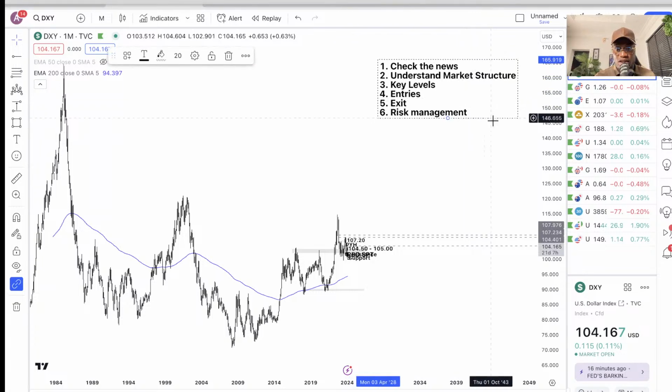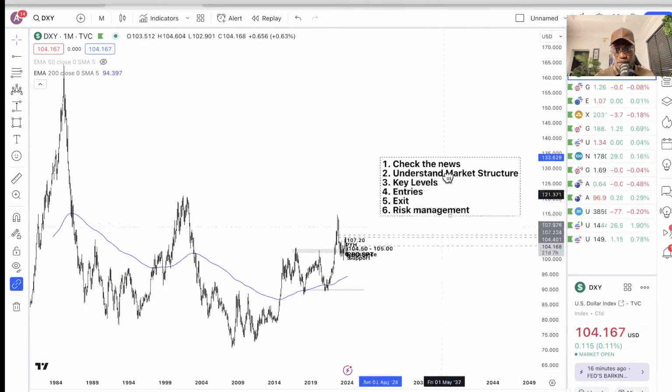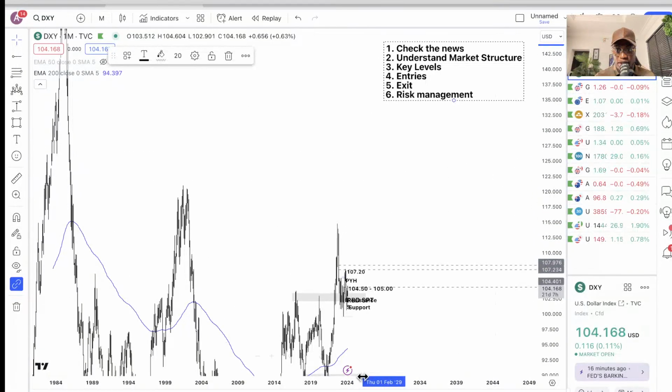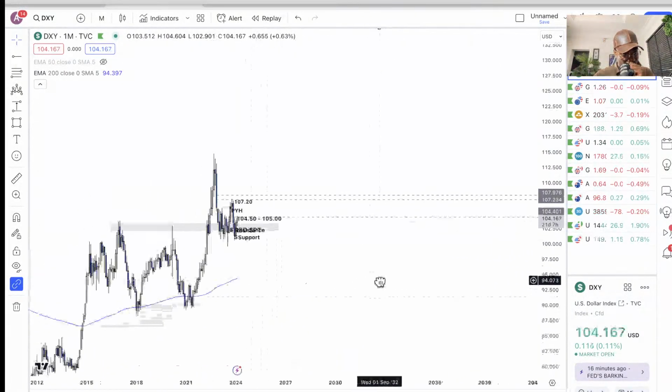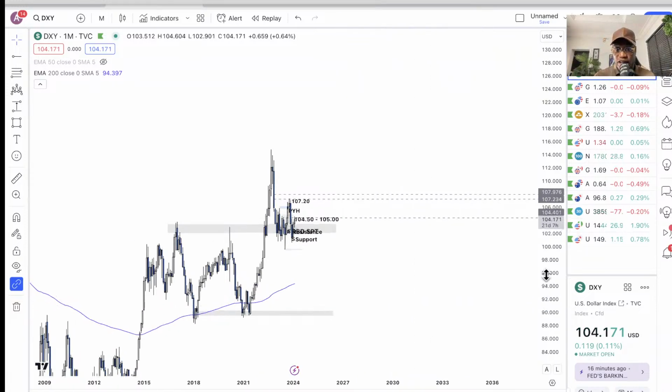Okay, I'm just going to keep this to the side so you guys can always have that in mind. I'm going to look at the dollar index.